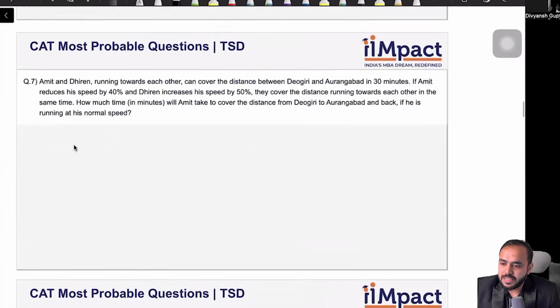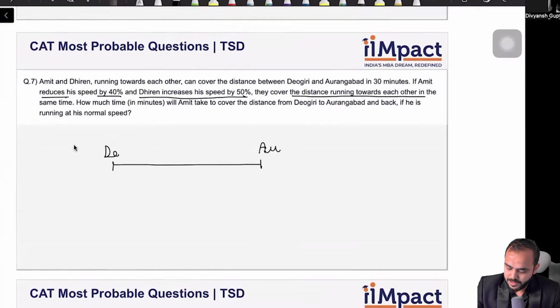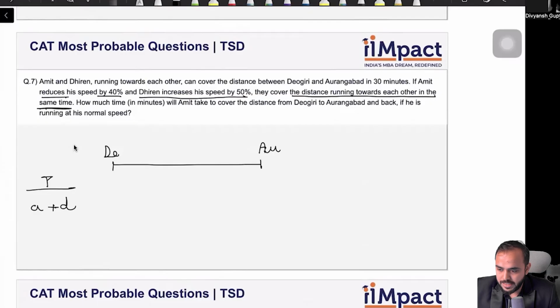Moving on. Amit and Dhiren running towards each other can cover the distance between Devgiri and Aurangabad in 30 minutes. Now, Amit reduces his speed by 40% and Dhiren increases his speed by 50%. They cover the distance running towards each other in the same time, which means Amit's speed plus Dhiren's speed, and the total distance between these two cities divided by this relative speed, is going to be the time to meet, which is 30 minutes.